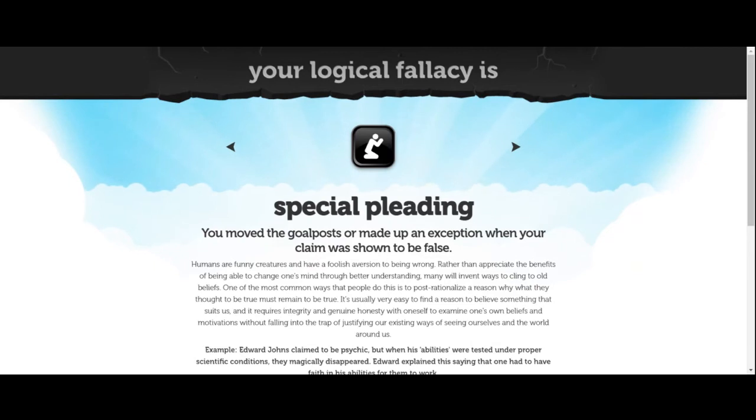Edward Johns claimed to be psychic, but when his abilities were tested under proper scientific conditions, they magically disappeared. Edward explained this, saying that one had to have faith in his abilities for them to work. Pretty convenient. Okay?